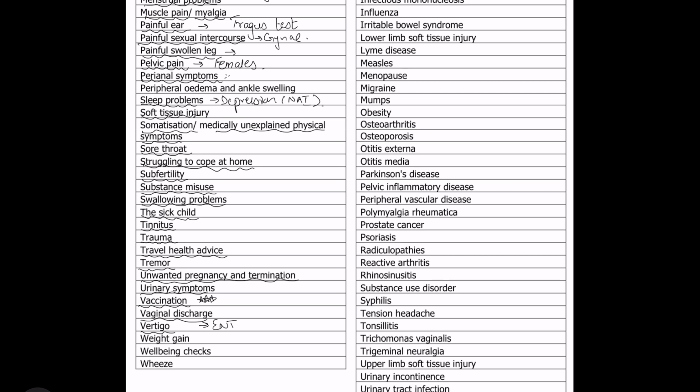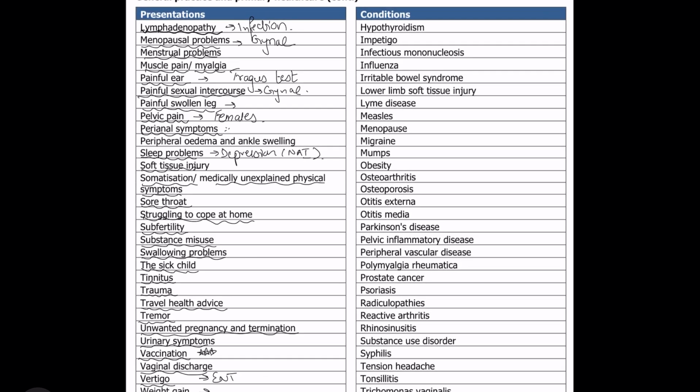Vertigo, this usually comes in the ENT section and can be due to Meniere's disease or vestibular neuritis, and that depends upon the presence of deafness and tinnitus. Weight gain, it can be intentional weight gain, it can be unintentional weight gain. Mostly it depends upon diet and a sedentary lifestyle. The well-being checks, that is usually the routine checks that you do of the patients in order to find out if anything is going wrong health-wise. Wheeze, we already know it is associated with asthma. Now the conditions, most of them we have already talked about.